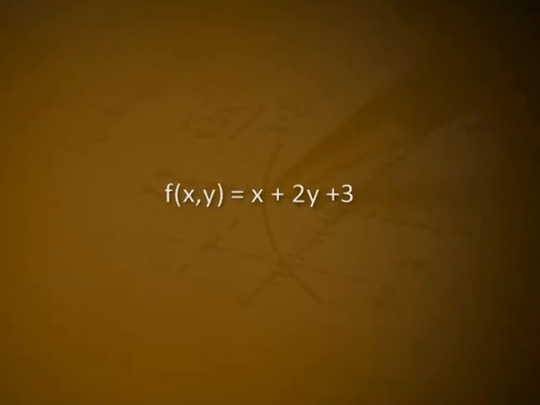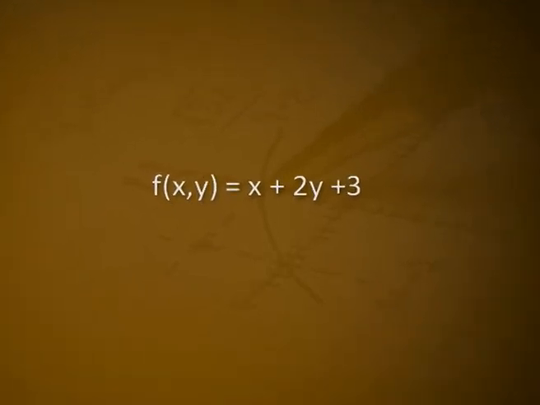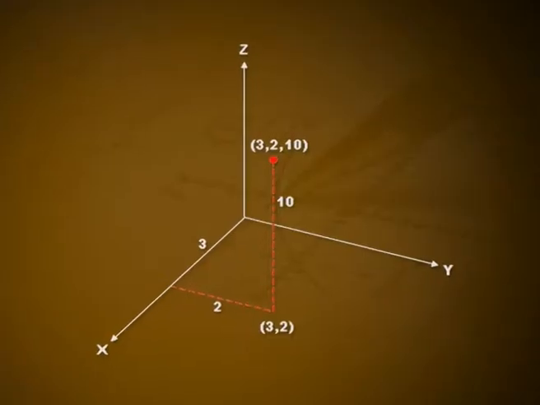Let us consider a function z equal to f of x y of real variables x and y defined by f of x y equal to x plus 2y plus 3. If we specify the values x equal to 3 and y equal to 2, then we have a single value z equal to 10. In this case, we write f of 3 2 equal to 10. So, we can plot a point 3 2 10 in space as in figure A.